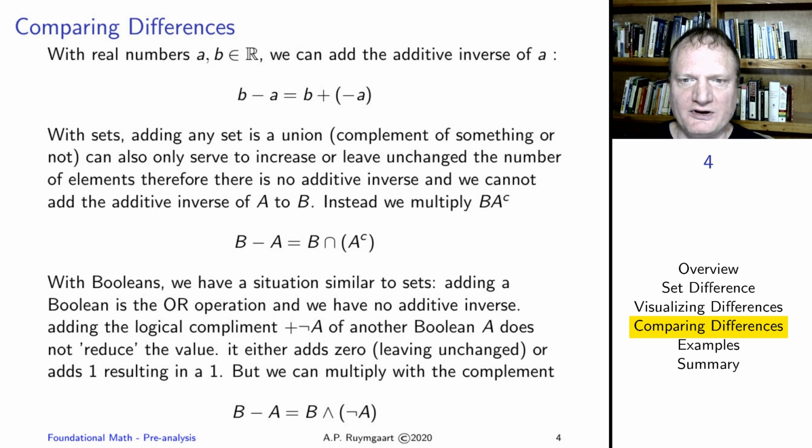Just think about it. If B is 1 and A is 0, so we're subtracting 0, then not A in this case is 1, and B and 1 remains B. So that works out. So B minus A, if A equals 0, ends up being B. Now if A were 1 and B is still 1, then not A is 0 and B and 0 equals 0. So we've shown here effectively that this is subtraction for Booleans. Very similar to the set concept.